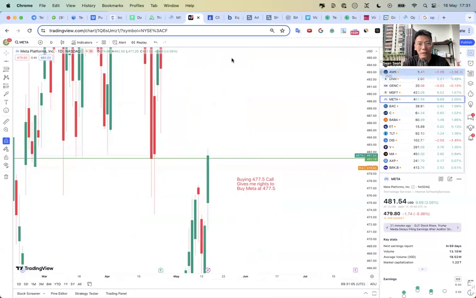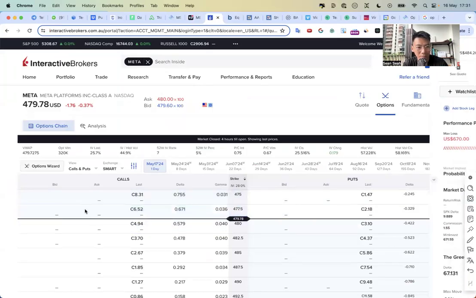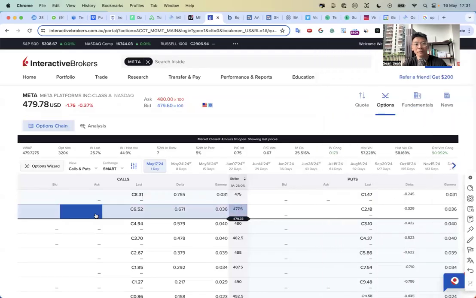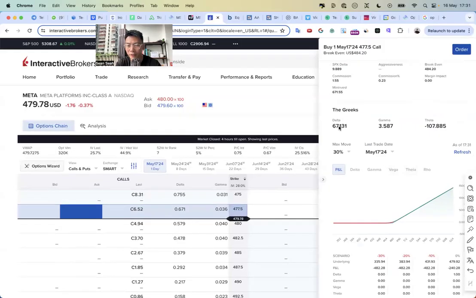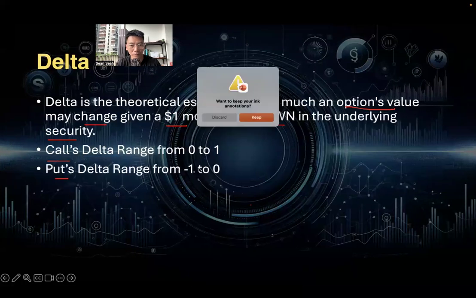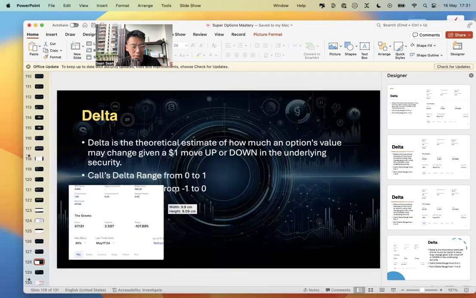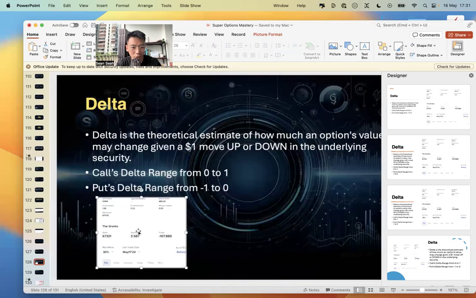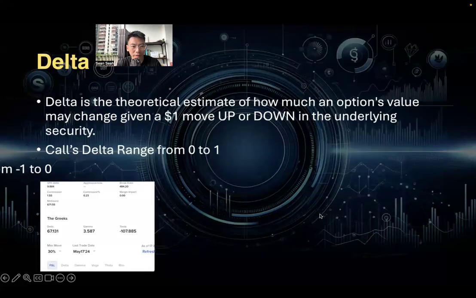So you can see the delta of these options. Let's take a look at the premium of these options first. Right now, for 477.5, if I click on it and click buy, you can see right here there are the various grids. Let me screenshot this and let's do some analysis together. You can see that the delta of this particular option is 67.131. You'll see what it means in a moment's time.